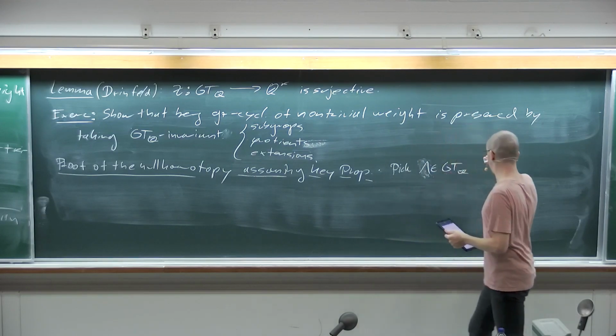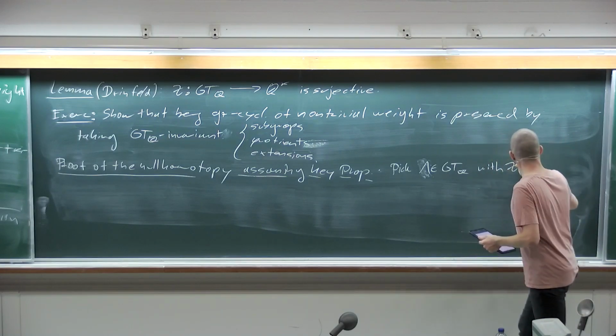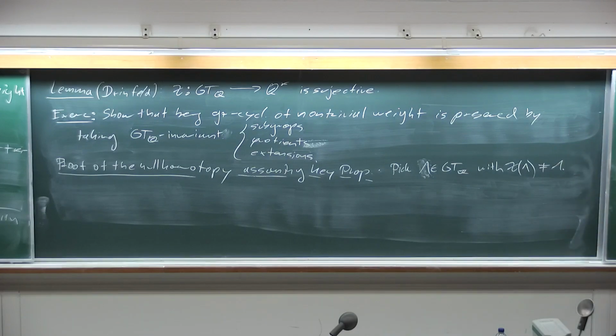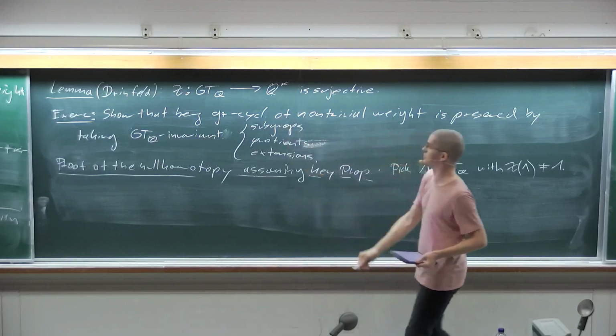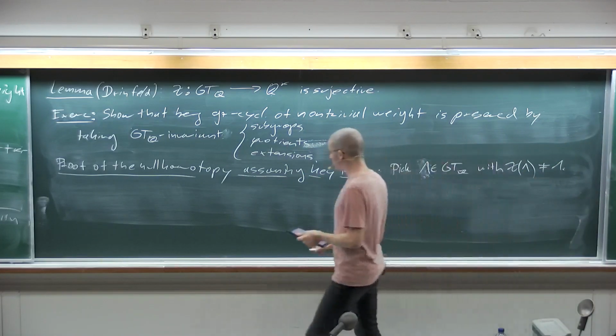So pick some element lambda that lies not in the kernel of the cyclotomic character. This is possible because, in fact, I can realize any unit in Q by an automorphism of the rationalized E2 operad.